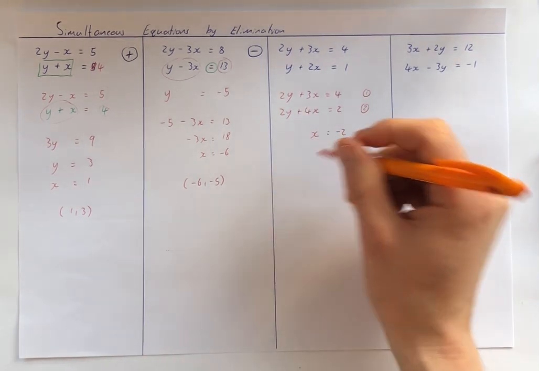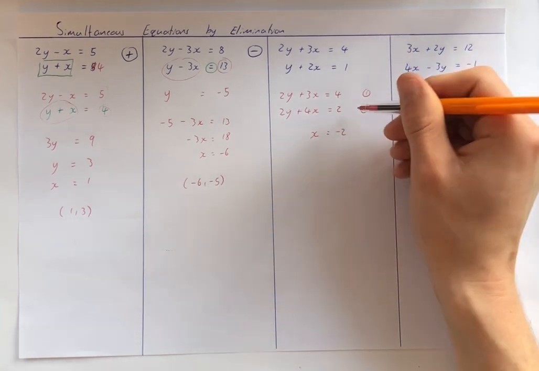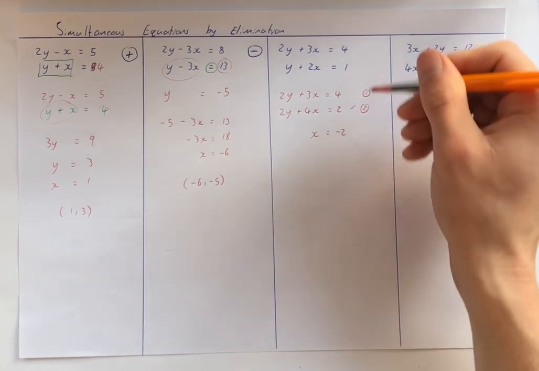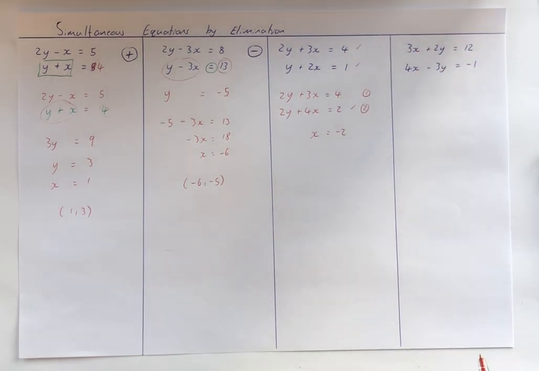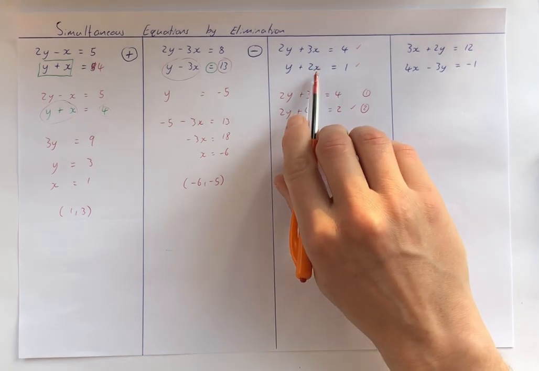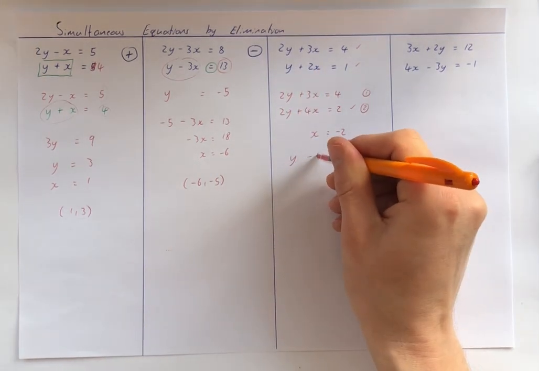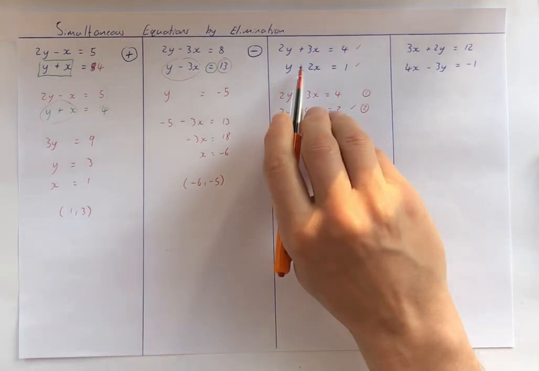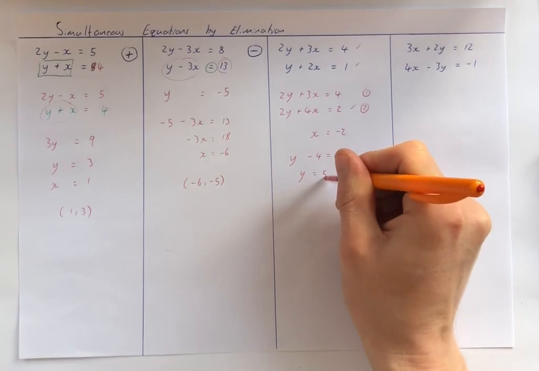Now we want y. I've got 3 equations I could put x back into: my adjusted equation 2, my original equation 2, or my original equation 1. I'm going to put it back into this original second equation. So y minus 4 is 1, because I've got plus 2 times negative 2. So y equals 5.